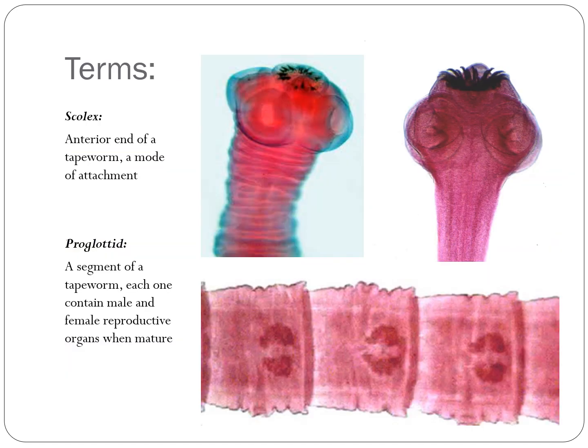Okay, so the scolex, as you can see in the top two images, is the anterior end of the tapeworm, or the mode of attachment. The Taenia worms, or any of the worms, are going to attach to their host via the scolex. The scolex either has suckers or hooklets or both. A proglottid is a segment of tapeworm. Each one contains male and female reproductive organs when mature, and you can see the reproductive organs in the proglottid on the bottom image.